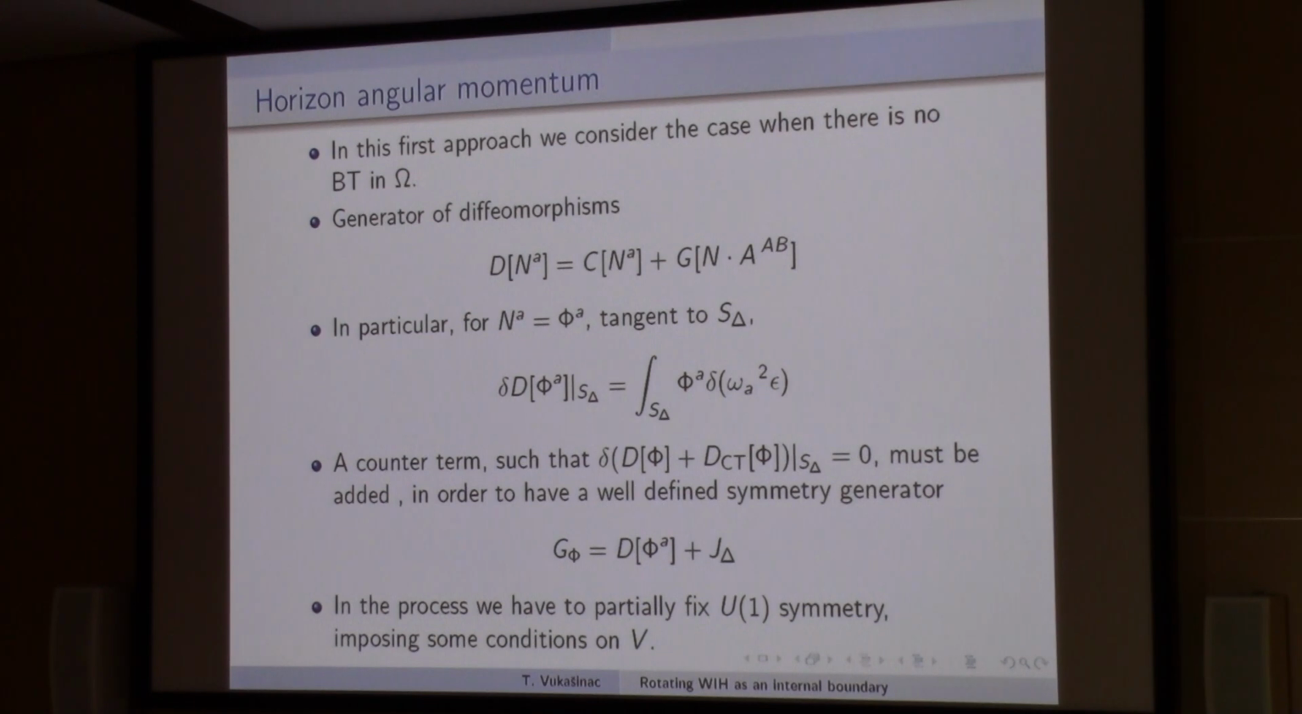When one starts with a generator of diffeomorphism and chooses as the vector field exactly this generator of rotation, one can easily see that there is an additional term on the boundary in the variation of the diffeomorphism constraint. So in this standard rigid Dirac case, one needs to add a counterterm in order to annul the contribution of this variation. It turns out that this counterterm is exactly what is expected to be the angular momentum. So on shell, the generator is actually just the angular momentum.